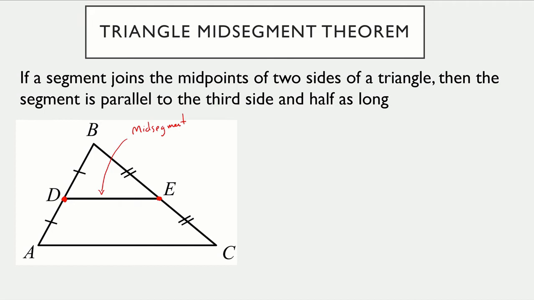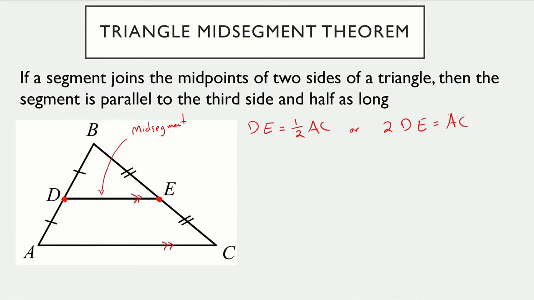And so what the triangle mid-segment theorem is saying is that if you have this mid-segment here, then two things are going to happen. One, it is going to be parallel to that third side, and two, it is going to be half the distance or half the measurement of that third side. So if I were to write it here, we can say DE is equal to half of AC, or vice versa, we can say 2 times DE is equal to AC.